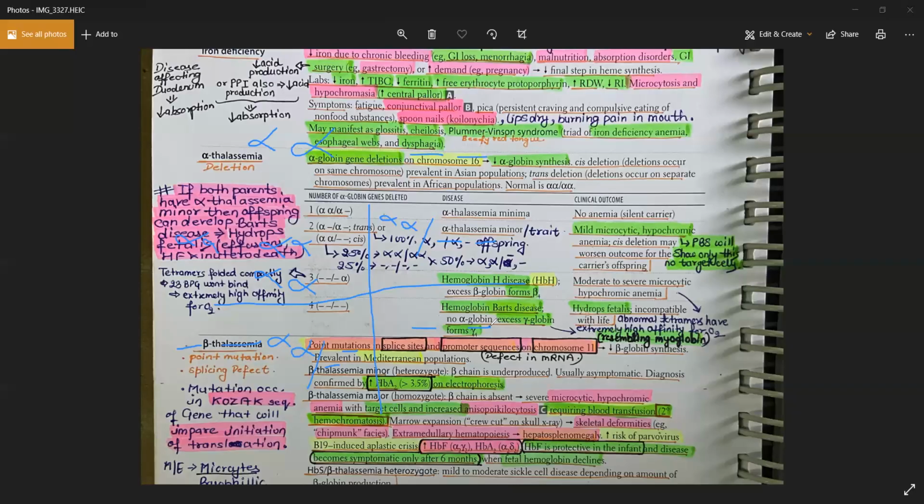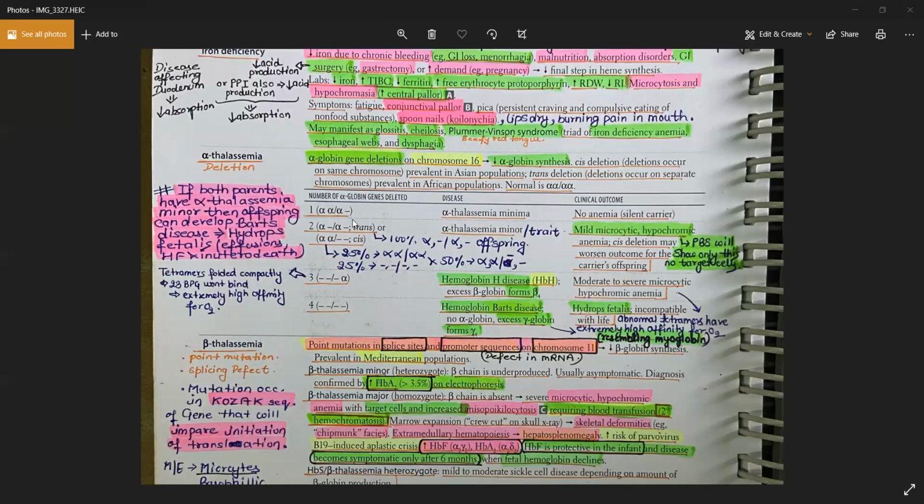And that's why First Aid mentioned this point that the cis deletion may have worsened outcomes for the carrier offspring. Is that okay? Because they have a 25% chance of not carrying any of the gene at all. As a result, the fetus can die in the womb only, in fetal life only, right? Very important to note.